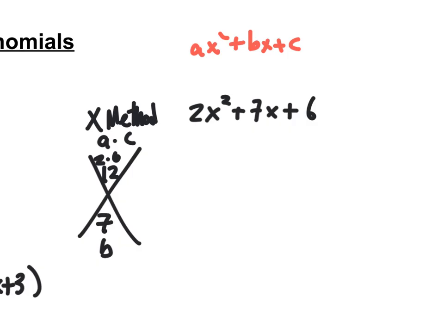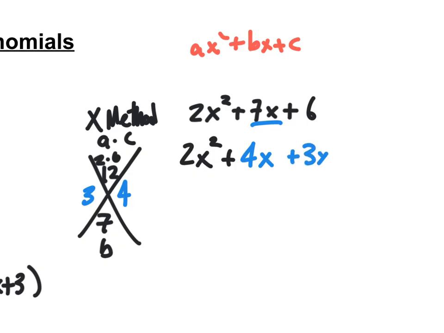So what I want to do is find two numbers that multiply to 12 but also add to 7. Those numbers are 3 and 4. So I want to split up my 7x. I'm going to rewrite this as 2x squared plus 4x plus 3x plus 6.